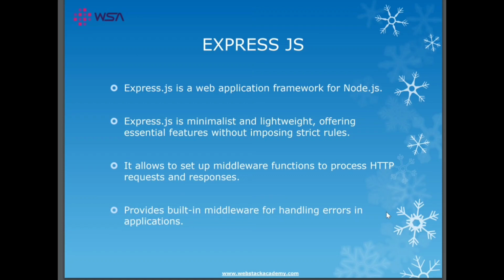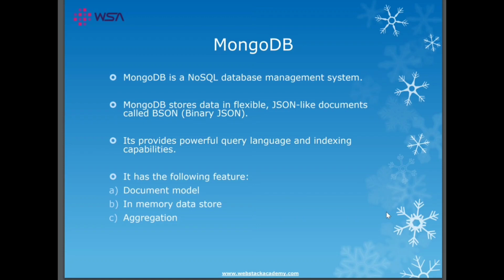Now let's move to another slide, that is MongoDB. MongoDB is a NoSQL database management system, and it stores data in flexible JSON-like documents called BSON, and it provides a powerful query language and indexing capabilities, and it has the following features. First, the document model. It is a powerful way to store and retrieve data in any modern programming language.